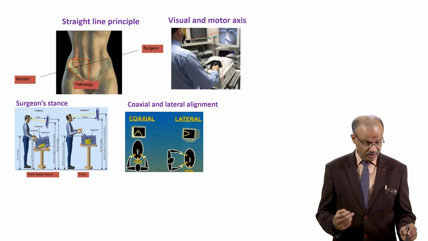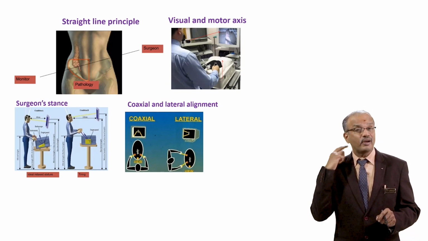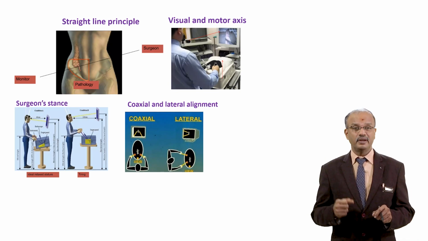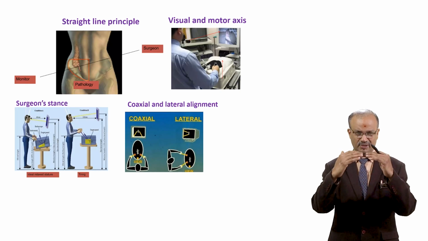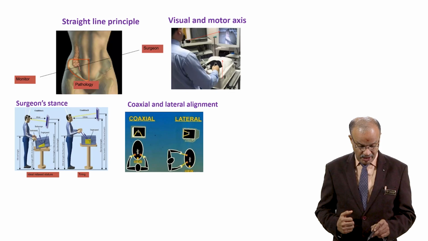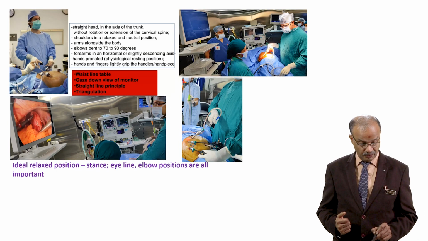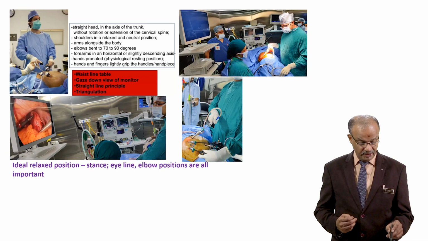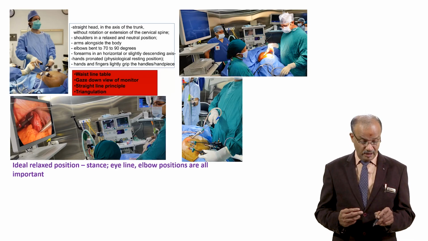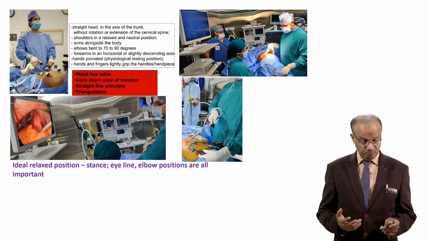And surgeon stance, look at that. This is important, how you look. You look like this, you don't look like this, like you have a neck pain. Look like this, with the eyes a little lower. The image is important. Surgeon stance and collateral alignment are also important. This diagram shows very clearly what exactly you should follow. This is a different waistline, gaze down, straight line principle, triangulation.